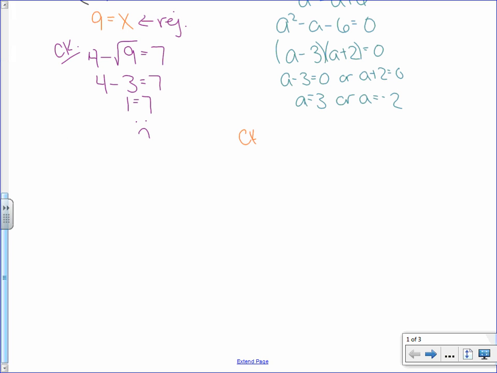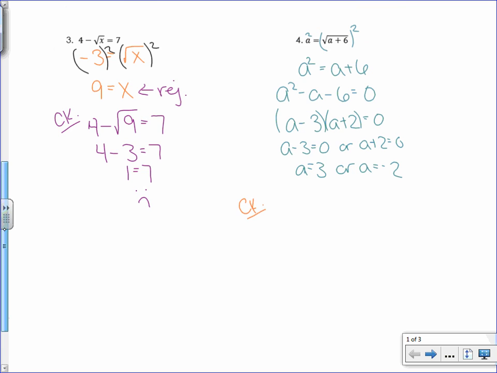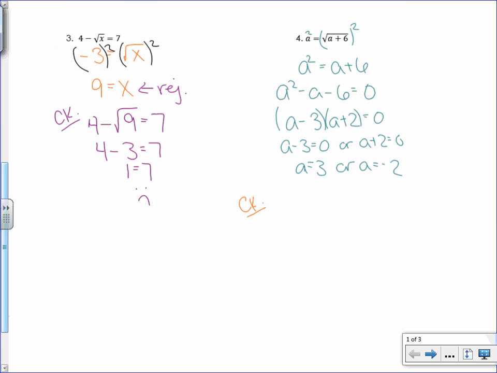And if this didn't fit on your paper, you can go on the back or you can do it on separate paper. I don't care. And we check in the original. So when I check 3, this is going to be 3 is equal to the square root of 3 plus 6. So 3 is equal to the square root of 9, and that checks.